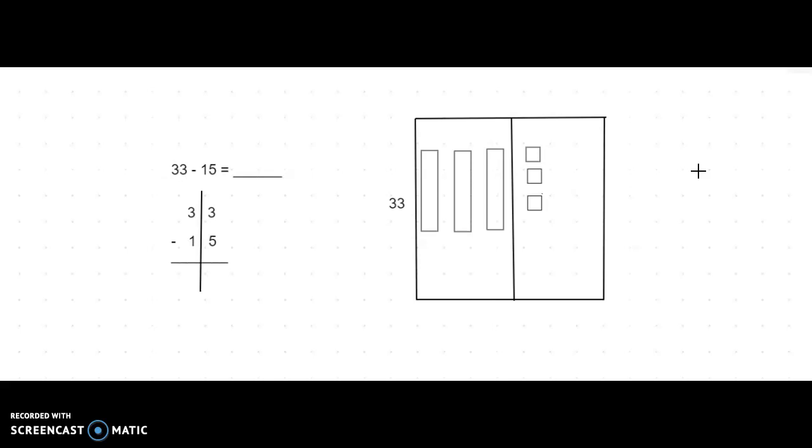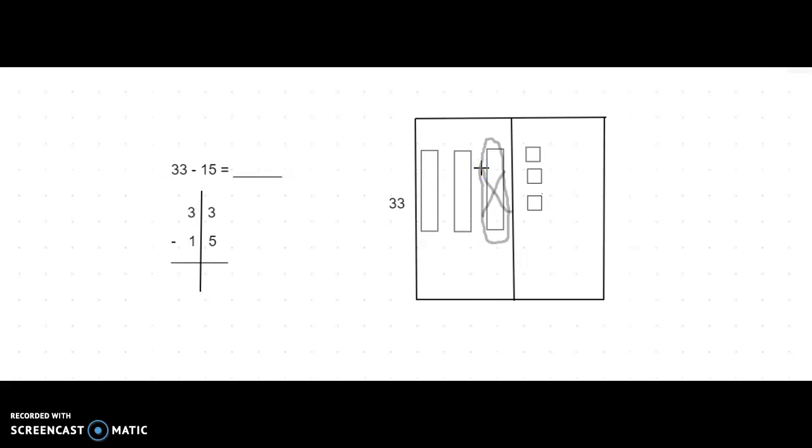Yes, that's a great idea. I'm going to break apart a 10. So this is regrouping in subtraction. Regrouping in subtraction is not the same thing as regrouping in addition. When you're regrouping in addition, you are taking 10 ones and turning them into 1 ten. When you're regrouping in subtraction, you are taking 1 ten and breaking it apart into 10 ones.